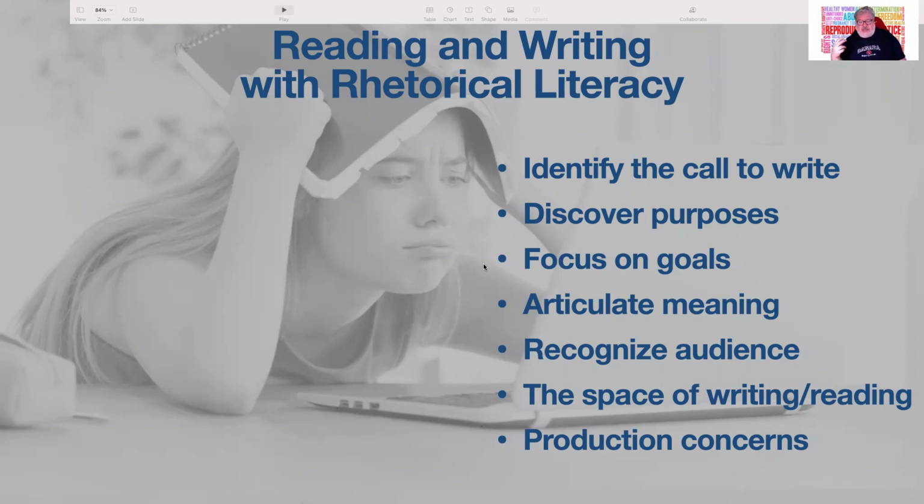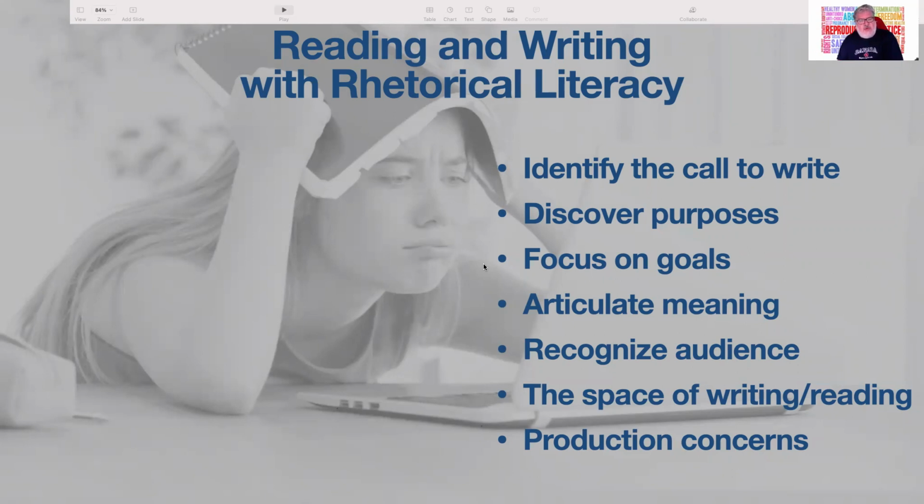The sixth thing is the space of reading and writing. What is the context in which you're writing? What situation? And the seventh thing, last thing, is the production concerns. How are you going to produce, and what is the value of what you're producing? Now, we can take all those things you think about as a writer and now flip them to a reader, because we can approach any text and ask, how did the writer identify their call to write?